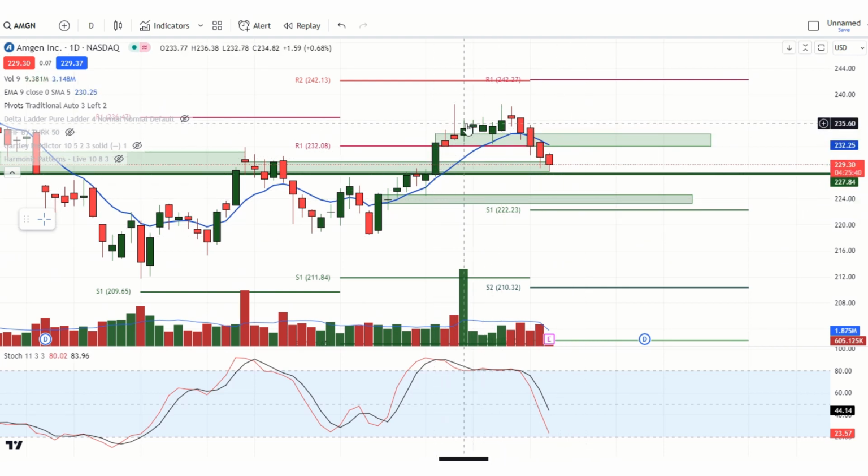Now we have the top of the range of this candle. Let's see what the high is. Okay, the high was on July 21st, 2023. The high was 236.38. So now you're at 229.32. Okay, so let's see if they're going to bounce this.